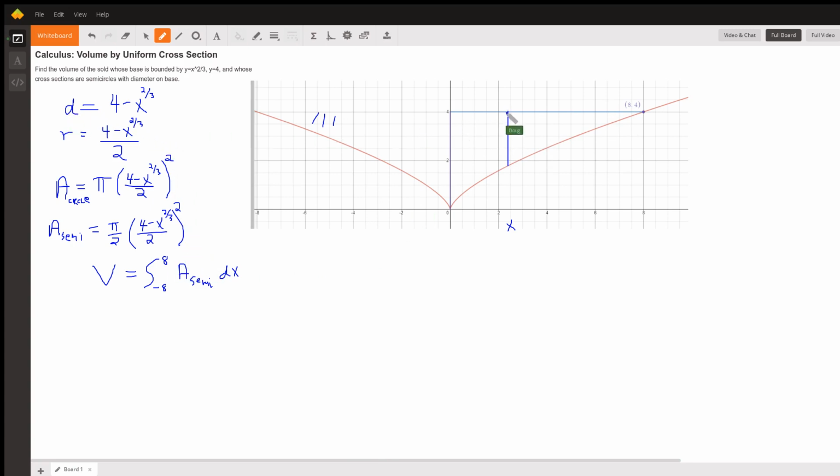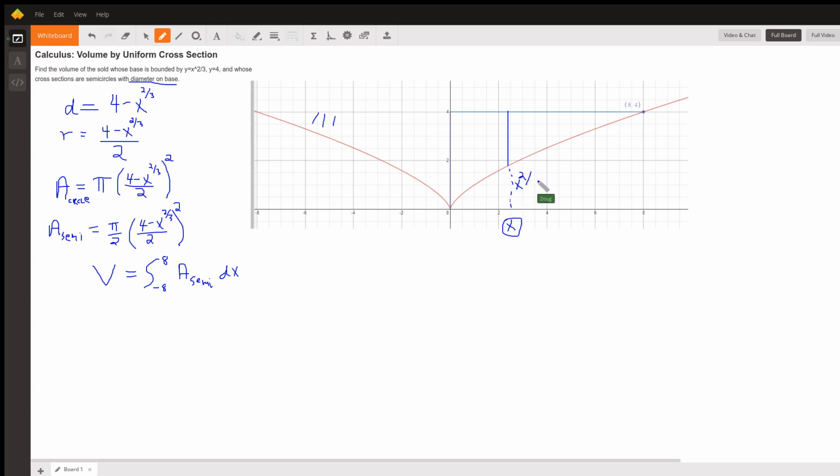But this blue line right here represents a typical diameter of one of the cross sections. And that's what we mean by whose cross sections are semicircles with diameter on the base. So that diameter for each x as we move along the x-axis from 0 to 8 can be represented by 4 minus x to the 2/3. So for this x right here, this distance is x to the 2/3 power.